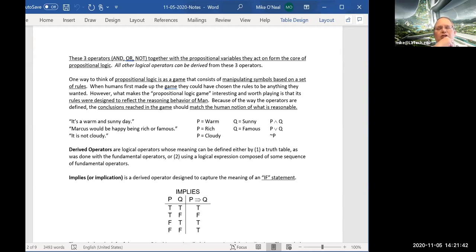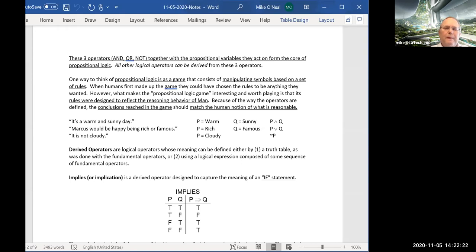Derived operators can be described in two ways. You can define them with a truth table if you want to, or you can define them in terms of an expression that consists of and, or, and not. Maybe multiple ands, maybe multiple ors, but some expression involving and, or, and not. That's why they're called derived operators, because you can derive the operator from an application of and, or, not. Okay?